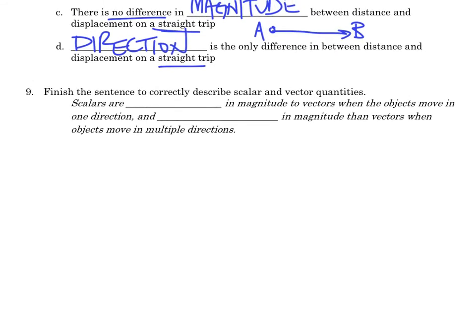And lastly, on this side, scalars are always equal in magnitude to vectors when the objects move in one direction. But if the object moves in different directions, my distance increases and increases. So at that point, my scalars become greater than my vectors because displacement is a vector and it's the shortest distance back to where I started. So that pathway will always be shorter than my distance.